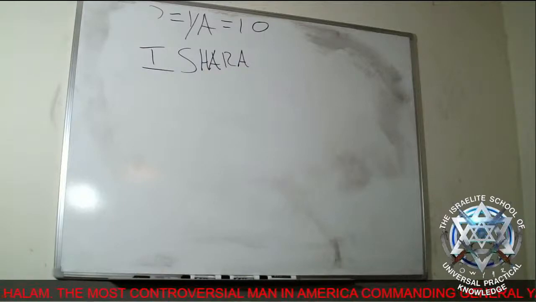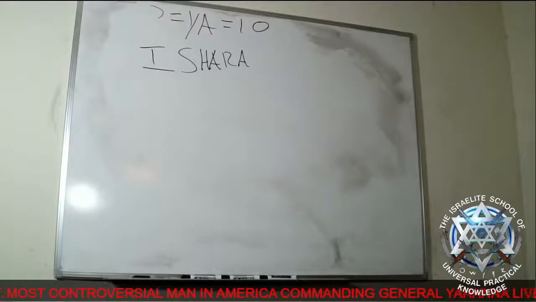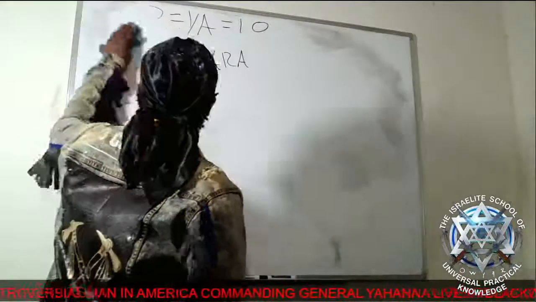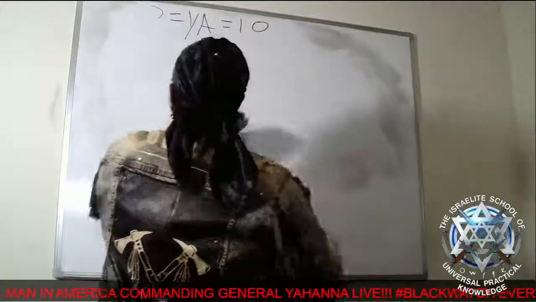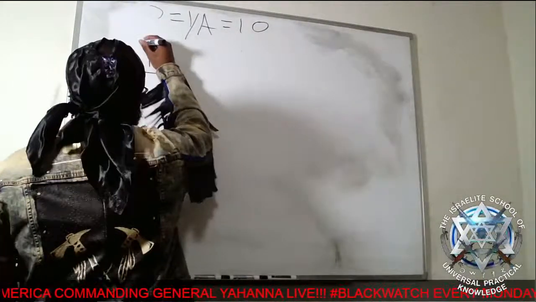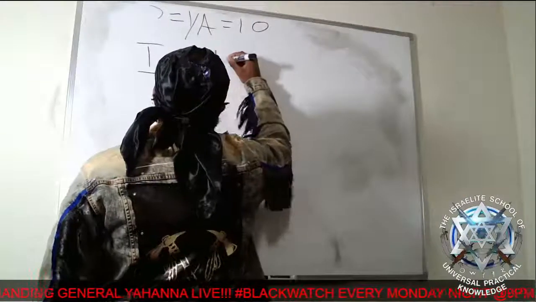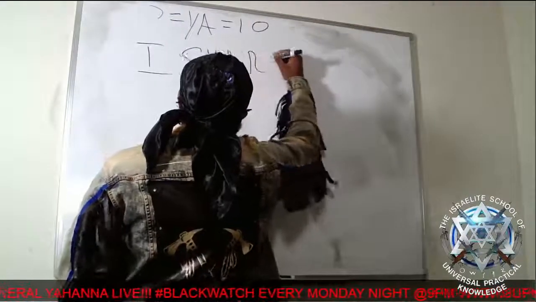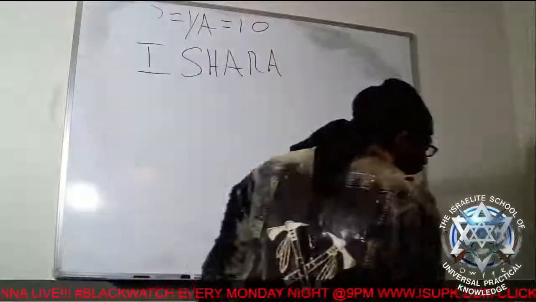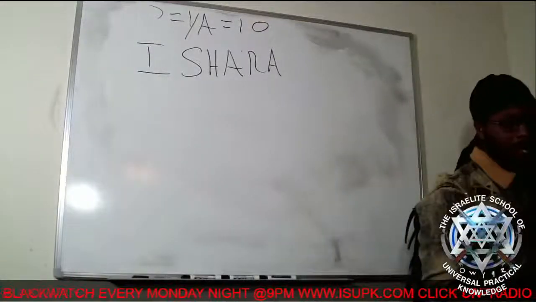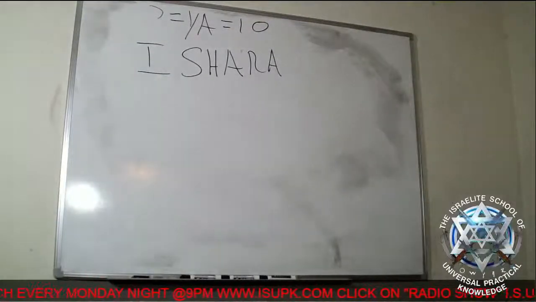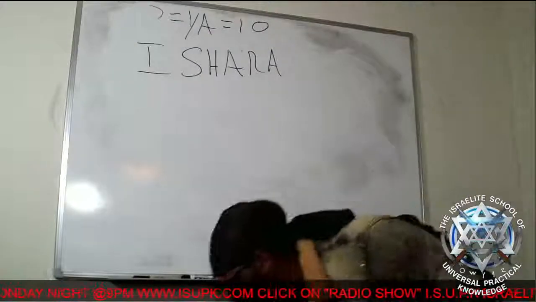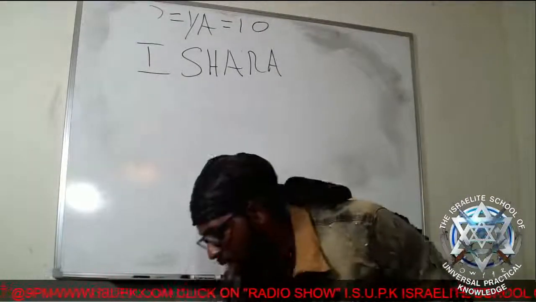So now you have Ishara. I'm going to rewrite the word Ishara on the board for y'all because I want that to be a little neater and more legible and understandable. Alright? Ishara. So Ishara is the number 10. So what we have next after Ishara is the number 11.